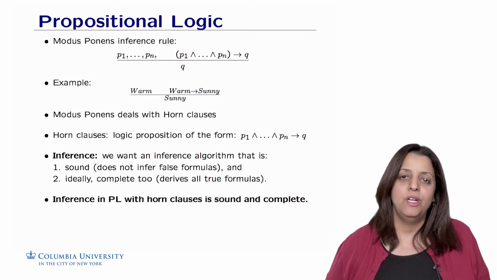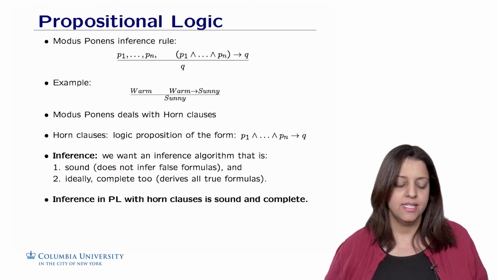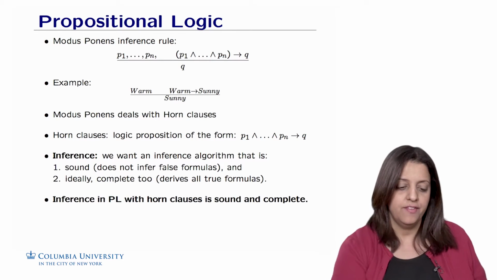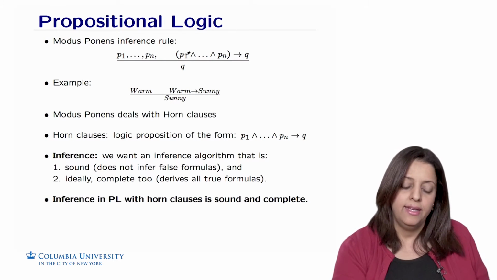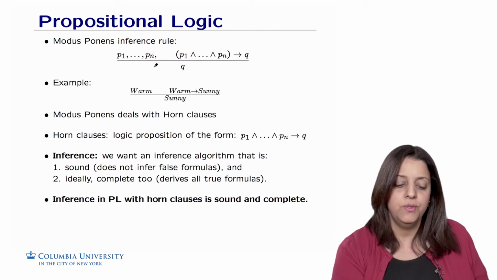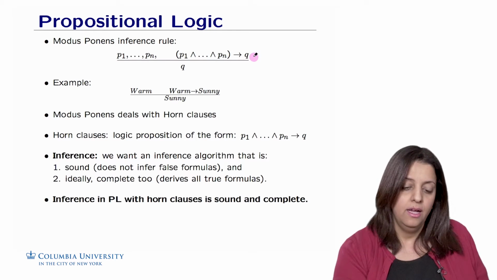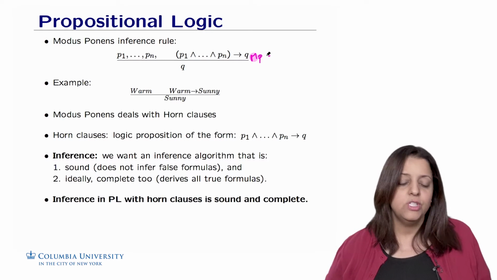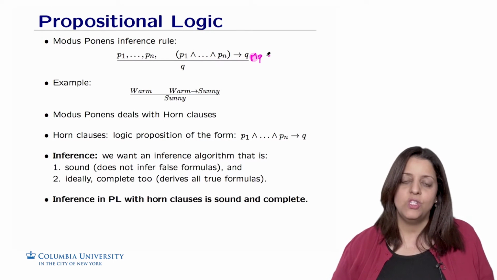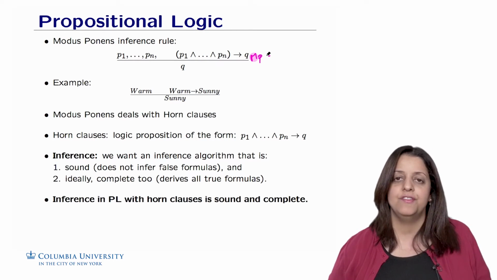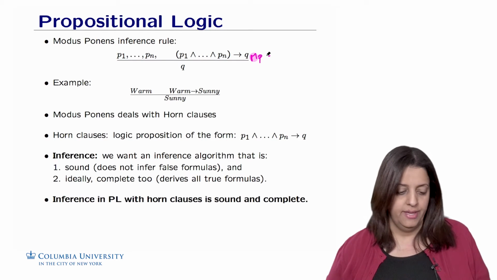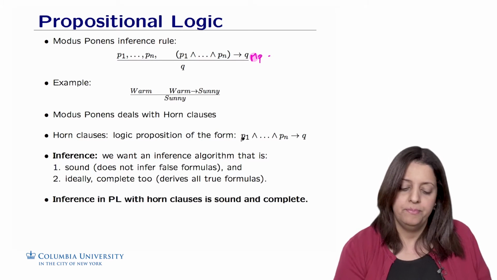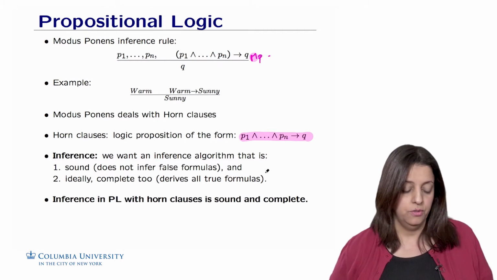We saw a very popular rule of inference called modus ponens that actually derives new knowledge based on existing knowledge, such as if we have P1, Pn true, and the conjunction of P1, Pn implies Q, then we can infer Q. This is what we call modus ponens. Modus ponens deals sometimes with Horn clauses, when we have restrictions on the form of the clauses that are in the knowledge base. Horn clauses are logical propositions of the form P1 and P2, Pn implies Q.